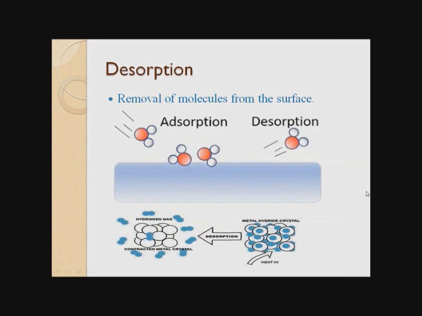Next is desorption. It is the reverse of adsorption or removal of adsorbed molecules from the surface of adsorbent as shown like this. For example, when heat is supplied to metal hydride crystal, hydrogen gas molecules start removing from the surface of the crystal and thereby contracting the crystal, and this process is called desorption.